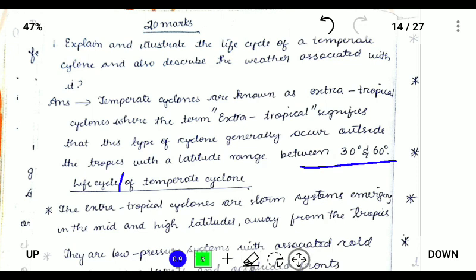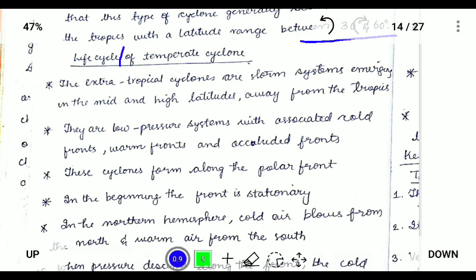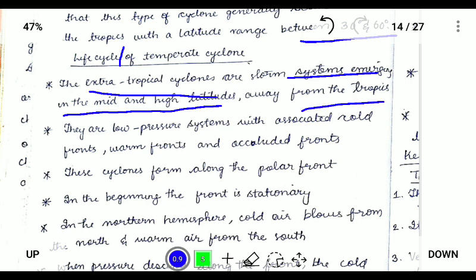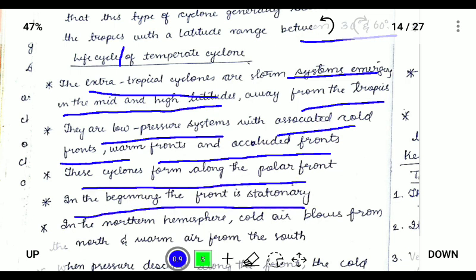And what is the life cycle of a temperate cyclone? The extratropical cyclones are storm systems emerging in the mid and high latitudes away from the tropics. They are low pressure systems and associated with cold fronts, warm fronts, and occluded fronts. These cyclones form along the polar fronts. In the beginning, the front is stationary.